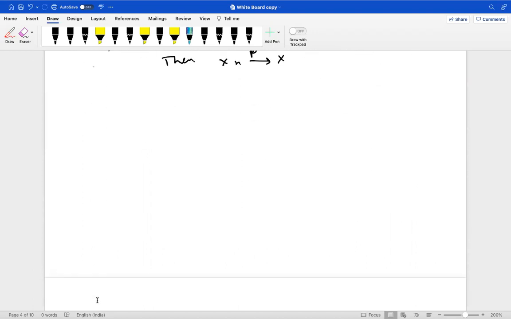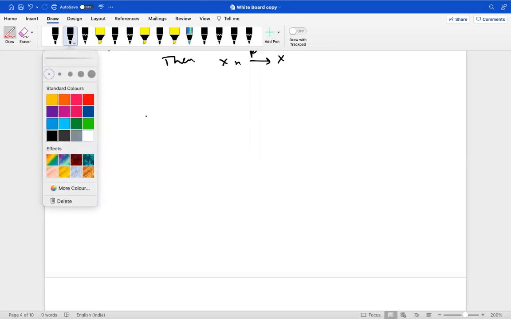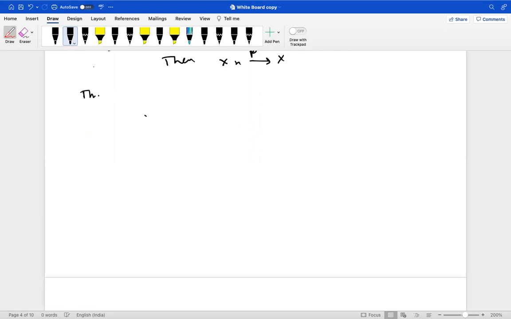It's also just left as an exercise. This is easy to see. The next theorem is this: if Xn is a sequence of random variables such that Xn goes to X in second order, so r equals 2, so it is second order mean convergent, then the first order mean also converges.